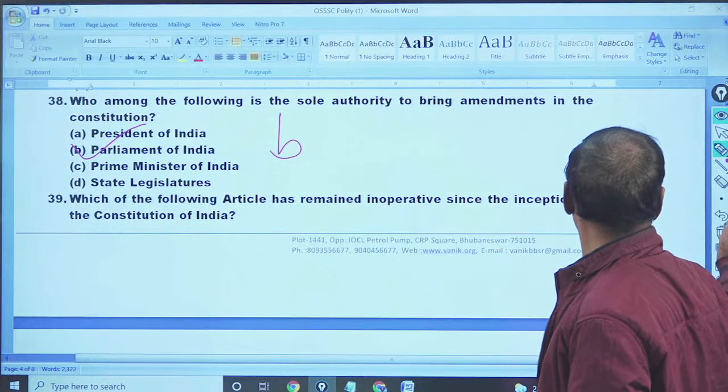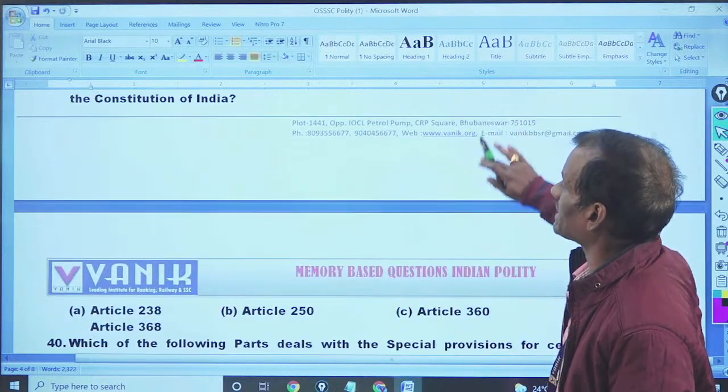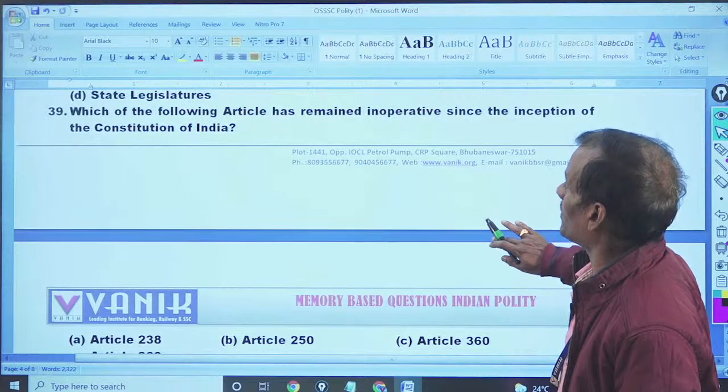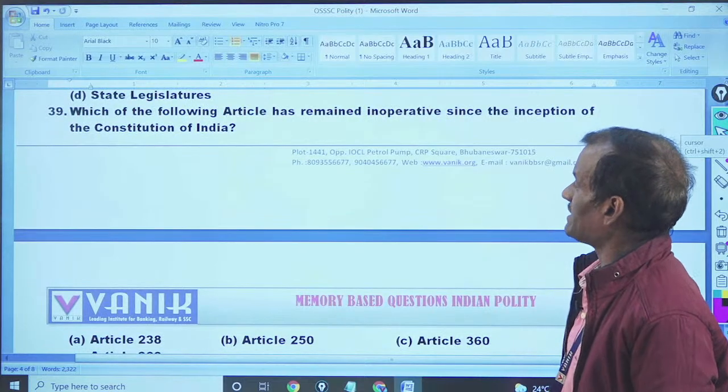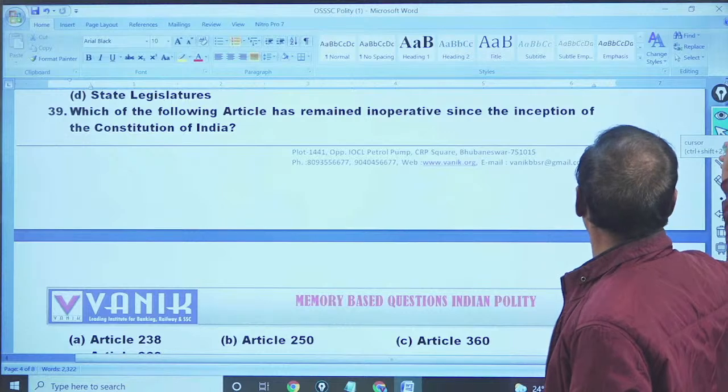That is B. Question number 39: Which of the following articles has remained inoperative since inception of the Constitution?